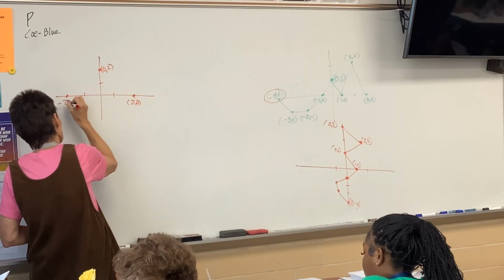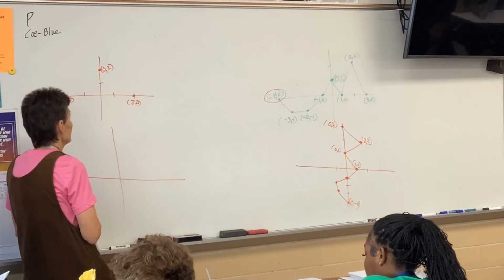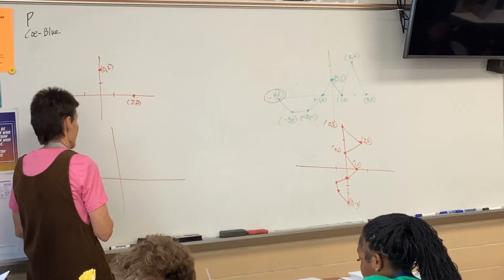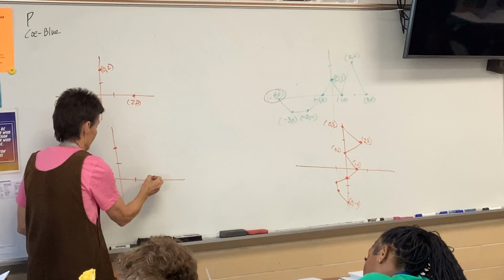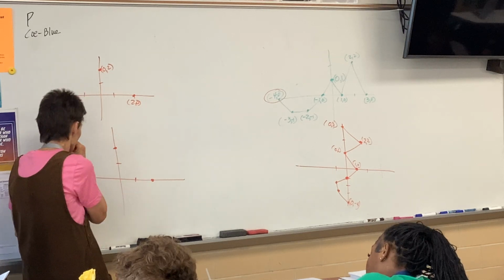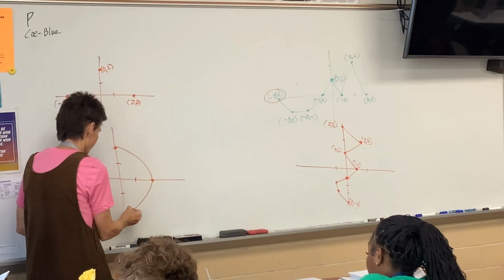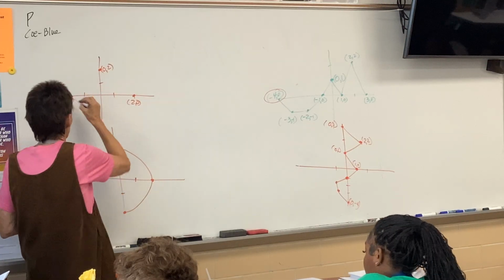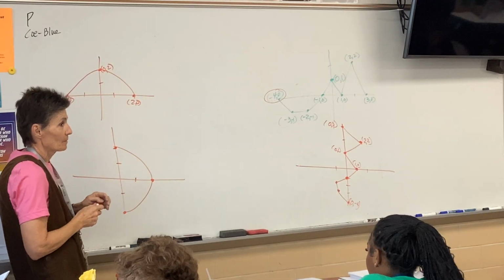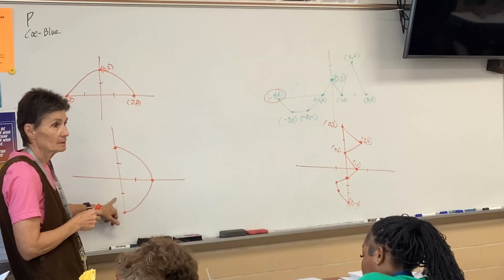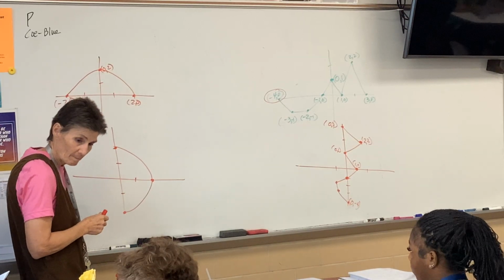You don't have to label your originals, but I like to do that, so that you get the right spot. I started with a semicircle on top of the x-axis, and it ended up over here. Is that right? Yeah.